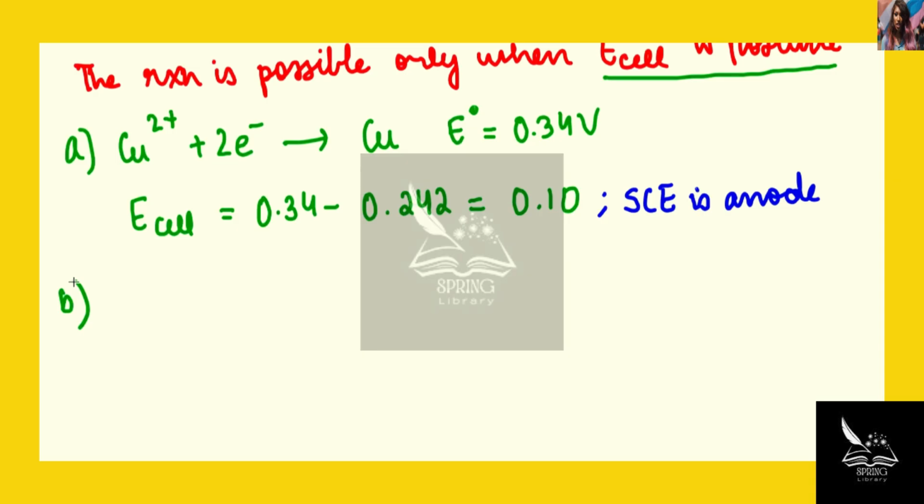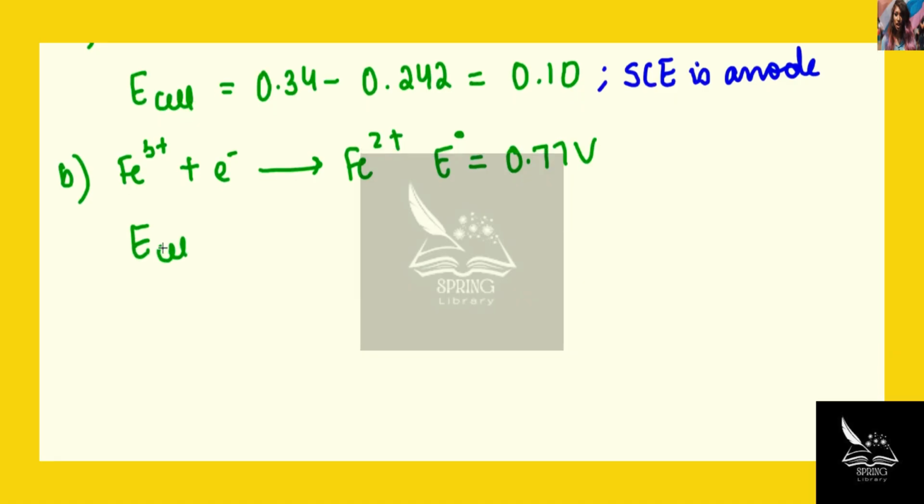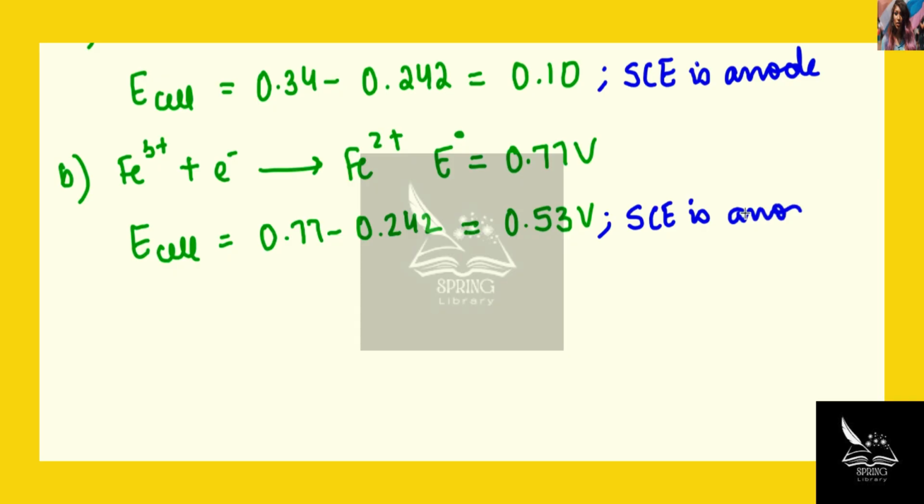Let's go to the next one, which is Fe3 positive plus electrons giving Fe2 positive. Now here E naught is 0.77 volts. So E cell will be equal to 0.77 minus 0.24, 0.53 volts. Again, SCE is anode here.